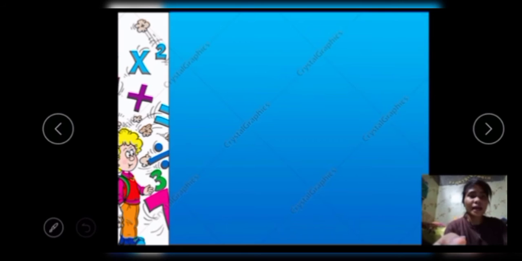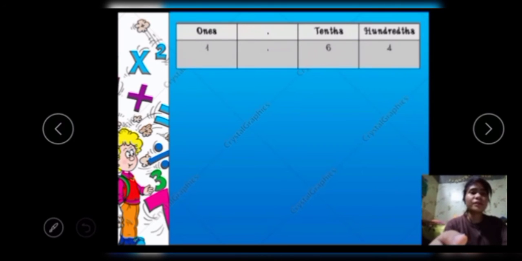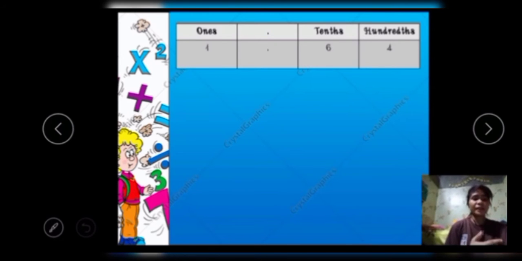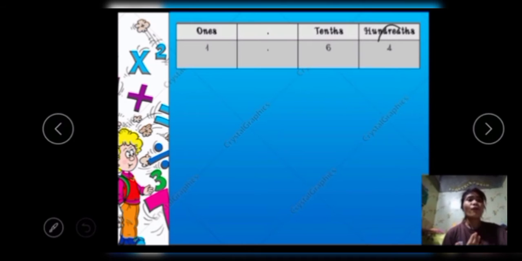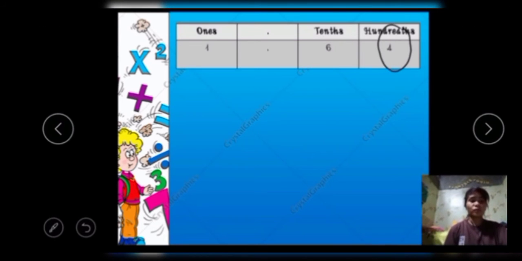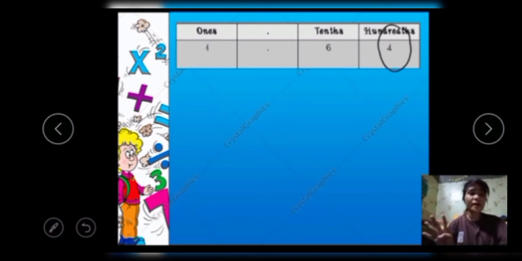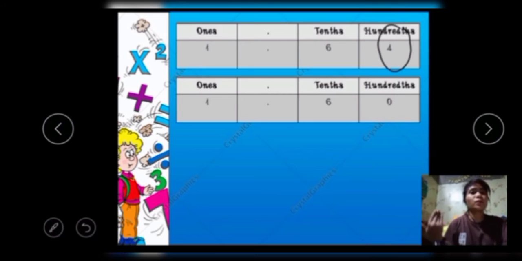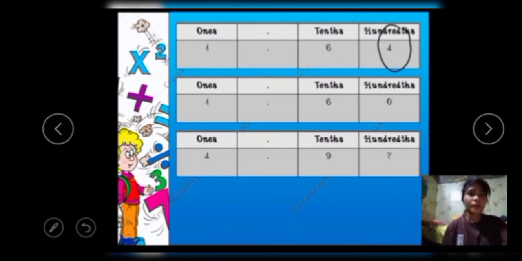Now, in our second example, we have here 1.64. The digit in the hundredths place is 4. So, we round down because 4 is less than 5. And now we get 1.60.